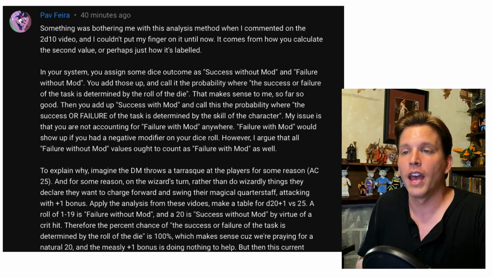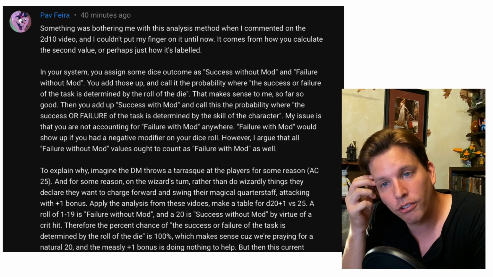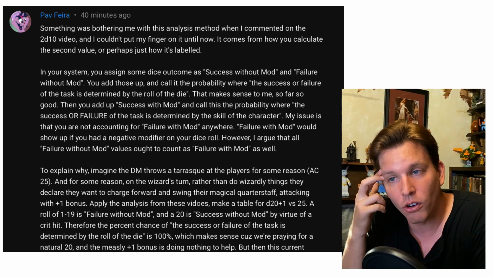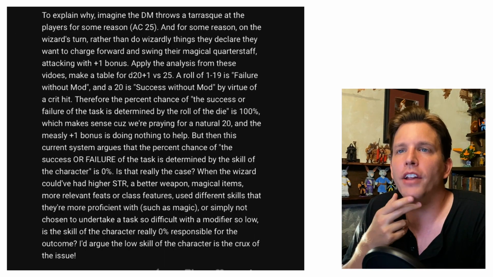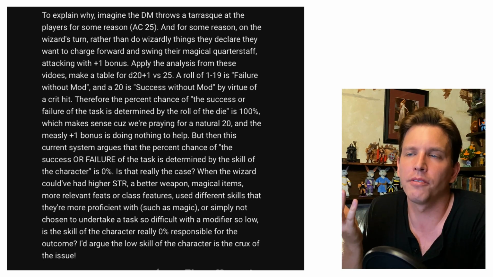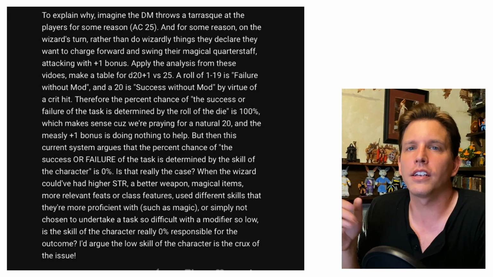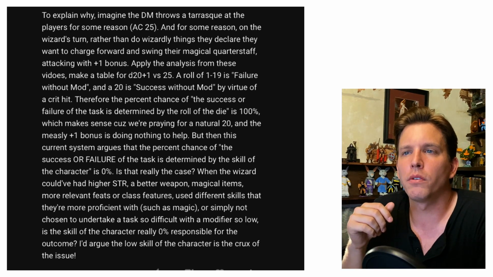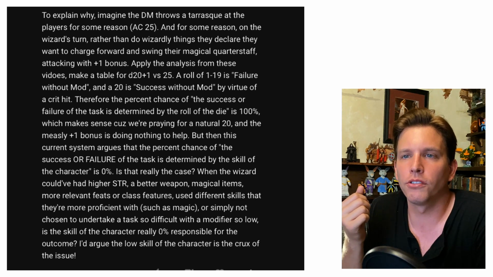However, Pav says, "I argue that failure without modification values ought to count as failure with modifications as well. To explain why, imagine the DM throwing a Tarrasque at the players for some reason, which is AC 25. And for some reason on the wizard's turn, rather than do wizardly things, they declare they want to charge forward and swing with their magical quarterstaff, attacking with a +1 bonus. Applying the analysis from these videos, make a table for D20 plus 1 versus 25."